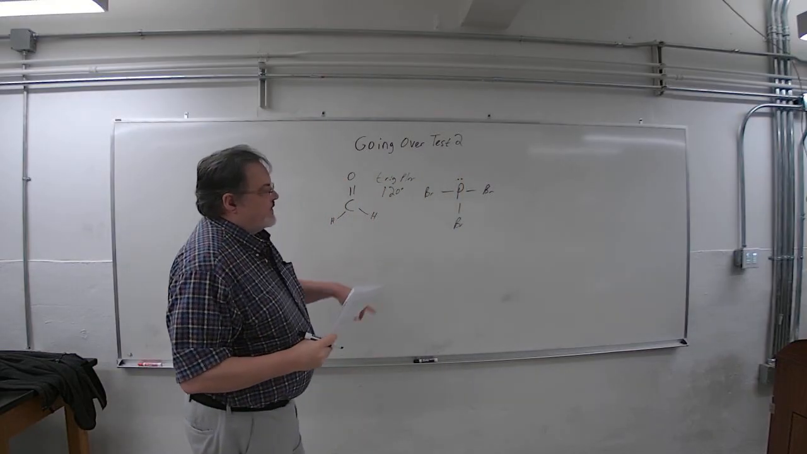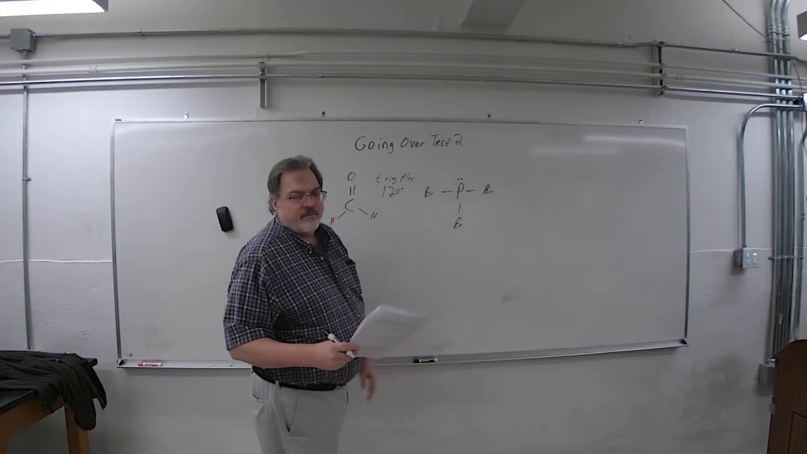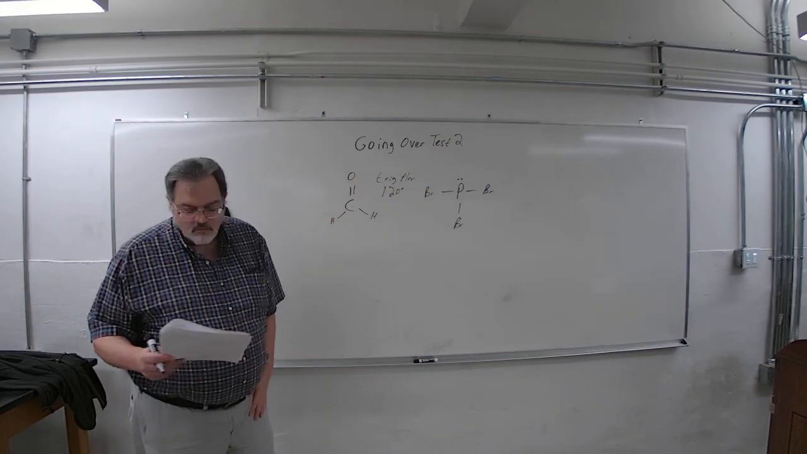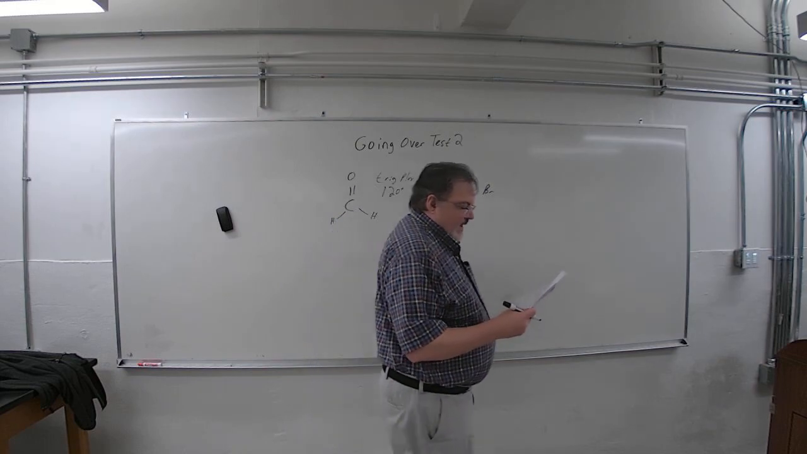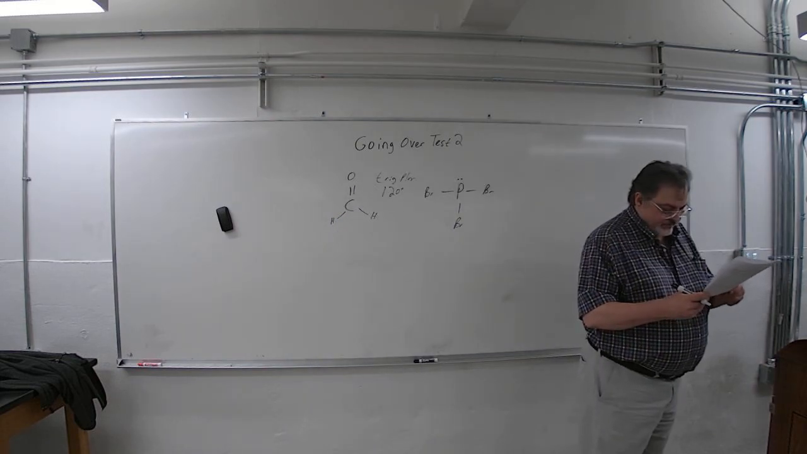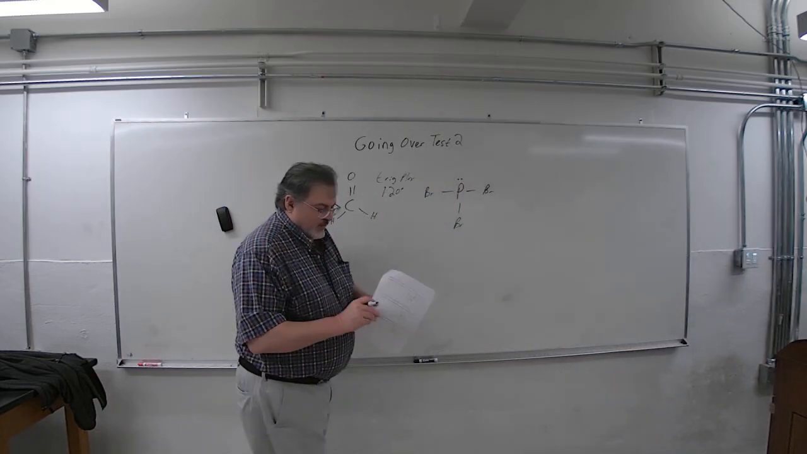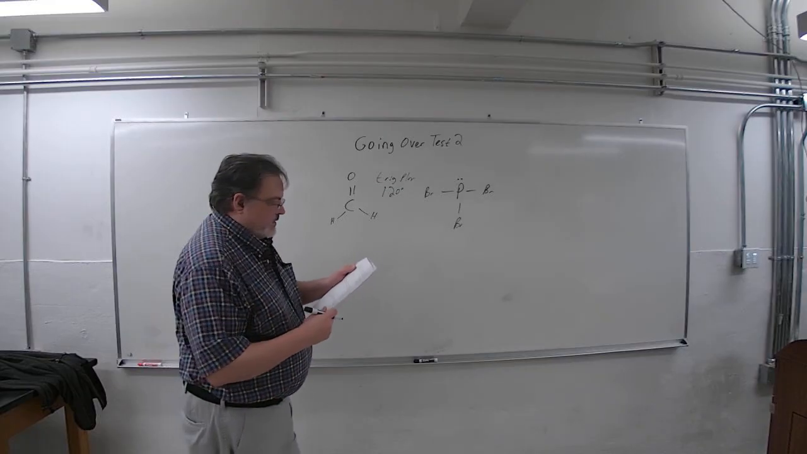So 4 things around it. One of them is a pair of electrons. This is the one that makes the pyramid, with the pair of electrons at the apex. So that was trigonal pyramidal or pyramidal. And tetrahedral geometry is 109.5 degrees.